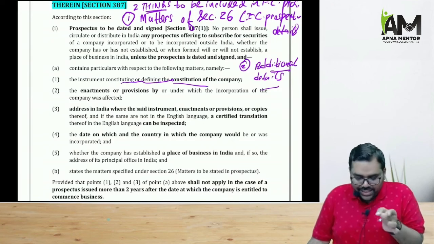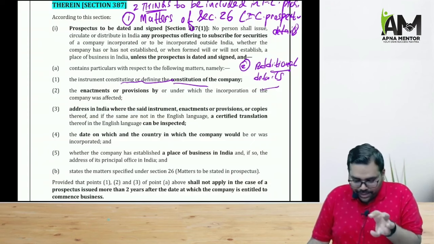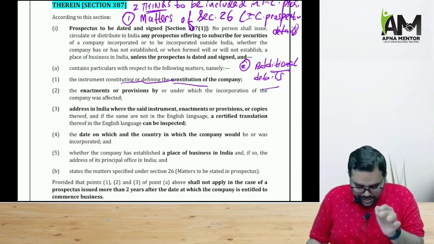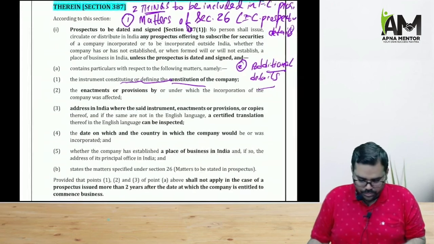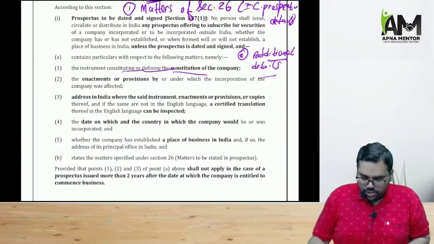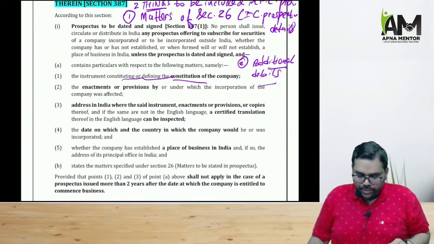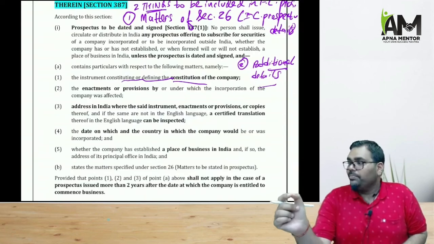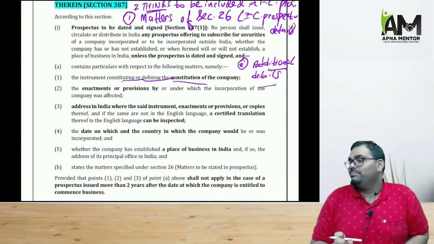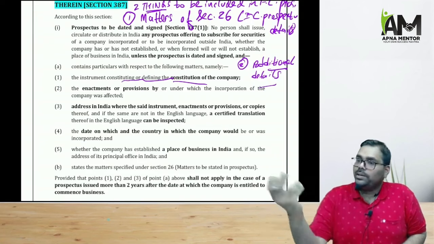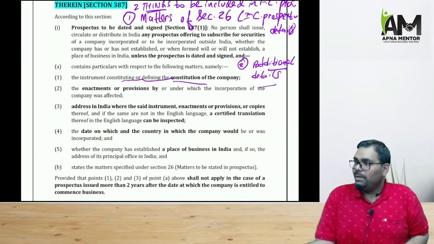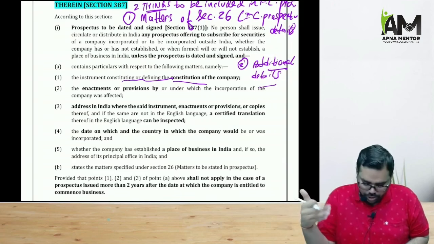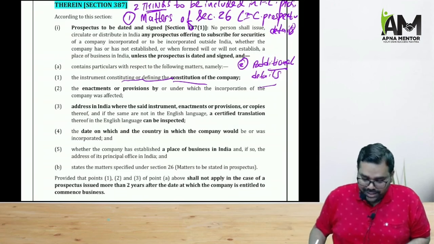Third, address in India. इंडिया में कहां बिजनेस हो रहा है, address in India, right? So address in India also needs to be disclosed. And also, if that particular instrument, if that particular enactment is in a foreign language, a certified translation copy that goes to the ROC, members also want to see. So that will also be included in the prospectus, right?